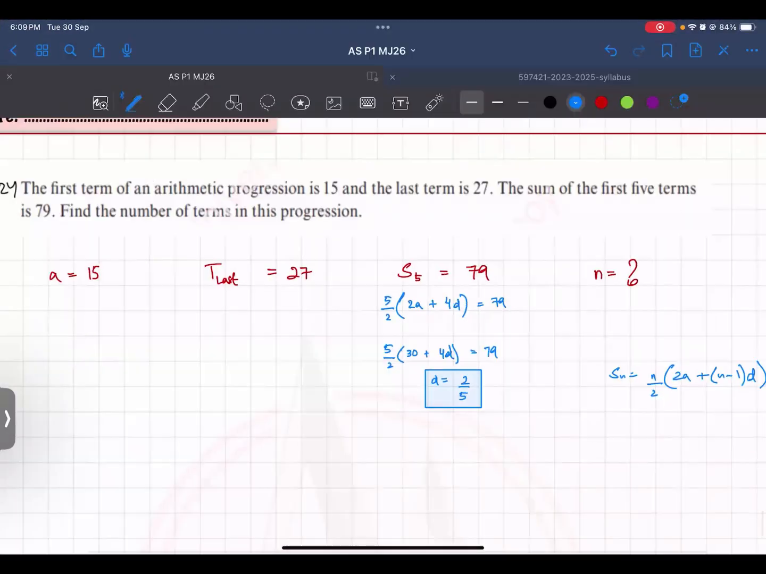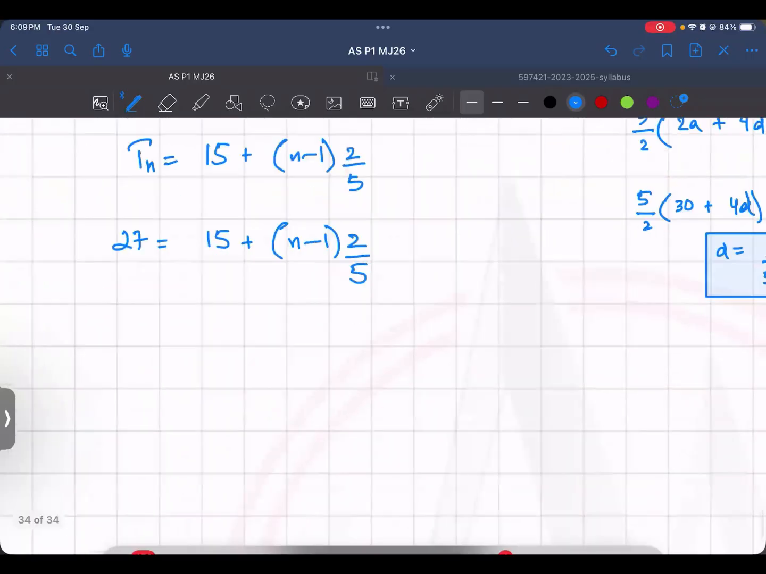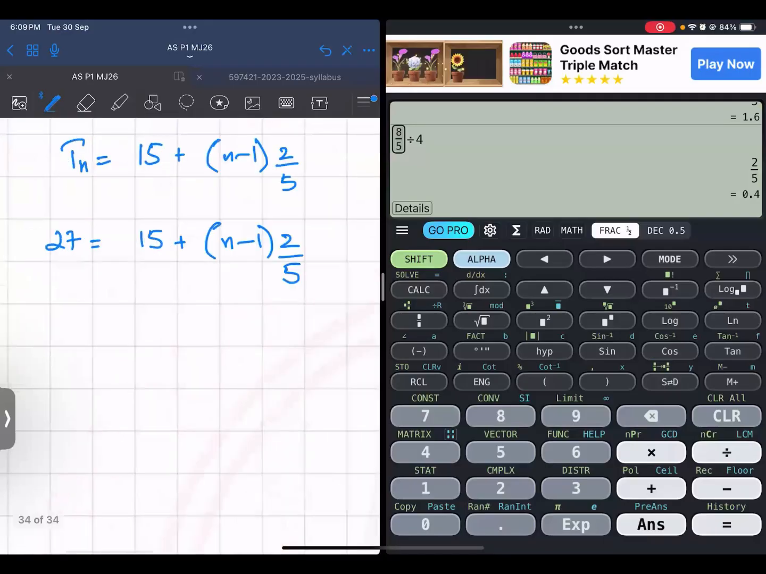2 upon 5, yes. And now you can see that the term formula would become A plus n minus 1 into d, where d is 2 upon 5. And the last term is given to us, the last term is 27. So 27 equals that, and what is the value of n? We don't know. Now again, you will use algebra to find the value of n. And the n will tell you how many terms there are.